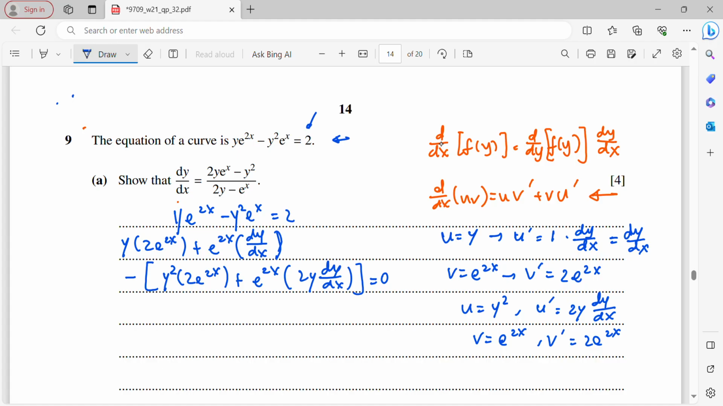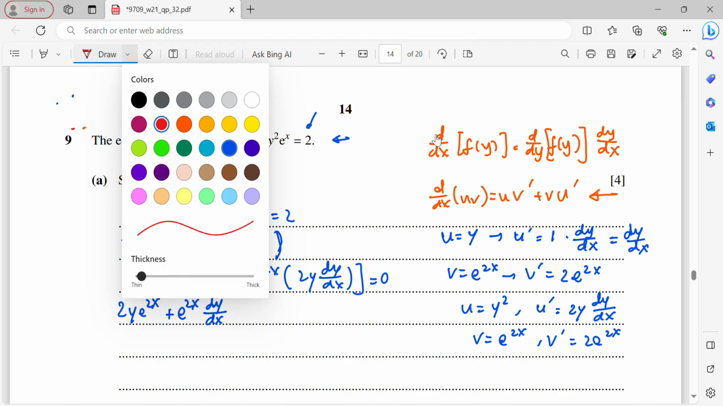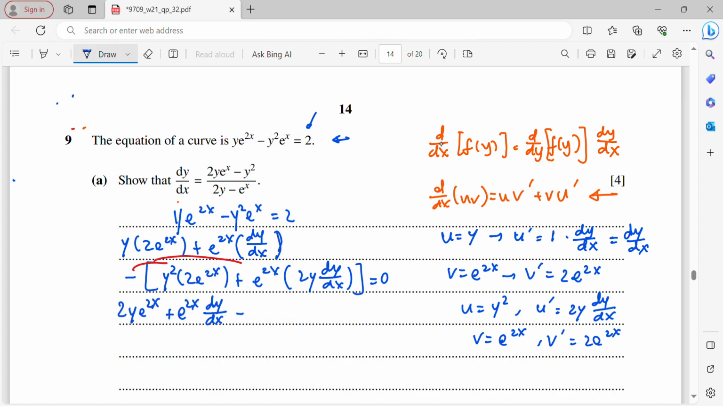Okay, so now when I open the brackets, right? So I will get 2y e^2x plus e^2x dy over dx. Then times in the minus. So I will get both minus. So it will be negative 2y squared e^2x minus 2y e^2x dy over dx equals 0.